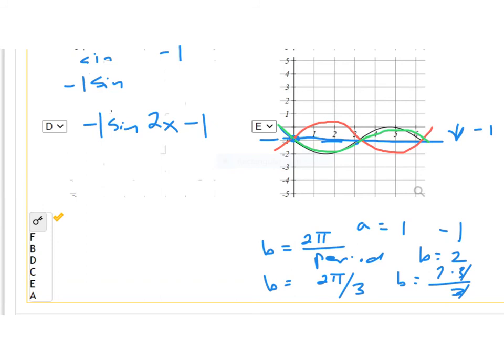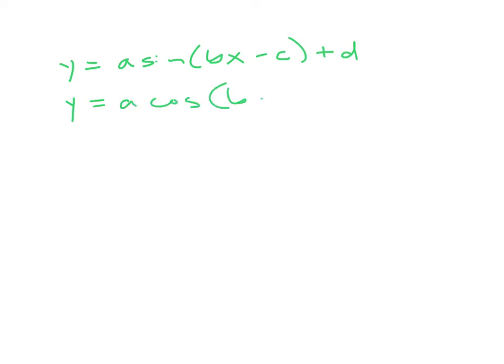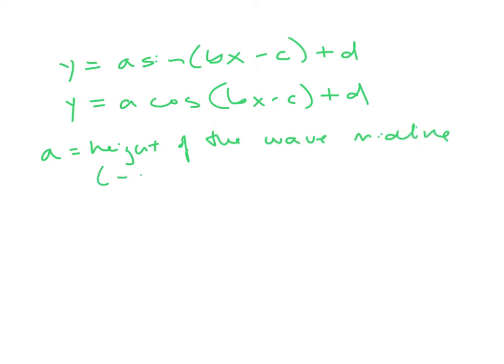And if I go back and look at my answers, one new page here, I'm going to reiterate what I just said. Okay, we're going to add. So remember, the base functions are y equals a sine bx minus c plus d, or y equals a cos bx minus c plus d. A is the height of the wave from the midline, and it's a minus a if the graph is flipped over.